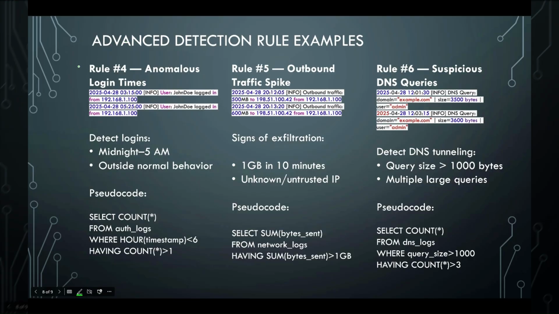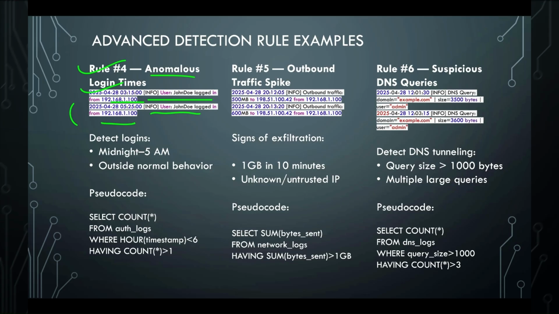Next rule we have is anomalous login times. So the objective is to detect when a user logs in at times that are unusual for them. This is particularly useful for spotting account compromises. And the log we have here is: info, user John Doe logged in from IP, and then another, user John Doe logged in from this IP. So the timestamp is key here.